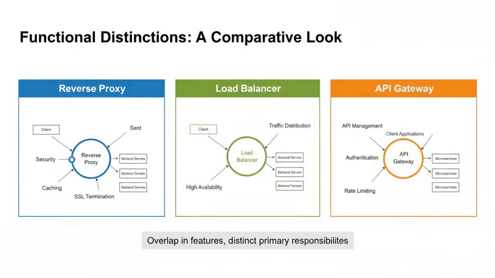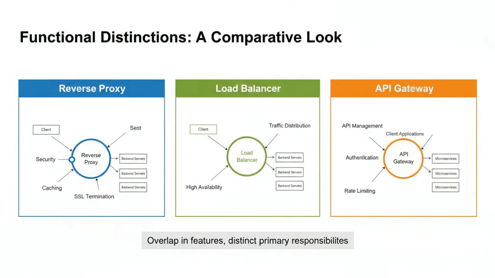Now that we've explored each component individually, let's put them side by side and highlight their core functional differences. The reverse proxy, at its heart, enhances the security and performance of backend servers by acting as an intermediary, handling SSL termination, and providing caching. The load balancer's core function is pure traffic distribution, ensuring high availability and optimal resource utilization across a server pool.